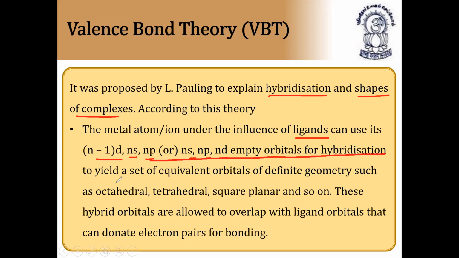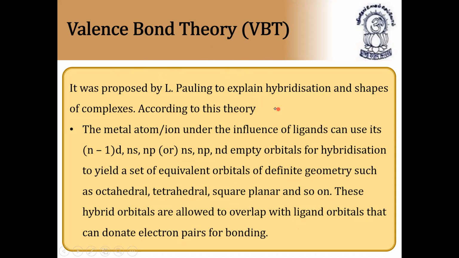Please note it down. To yield a set of equivalent orbitals of definite geometry, such as octahedral, tetrahedral, square planar, and so on, these hybrid orbitals are allowed to overlap with ligand orbitals, that is electron donors, which can donate electron pairs for bonding. So this theory is basically based upon shapes and hybridization of coordination compounds. From valence bond theory, we get the shape and hybridization of coordination compounds. Very, very important. Please note it down.